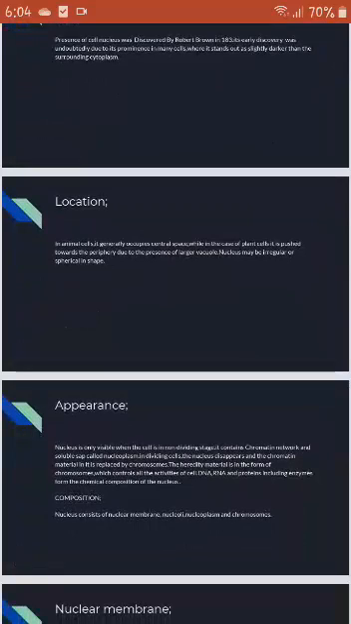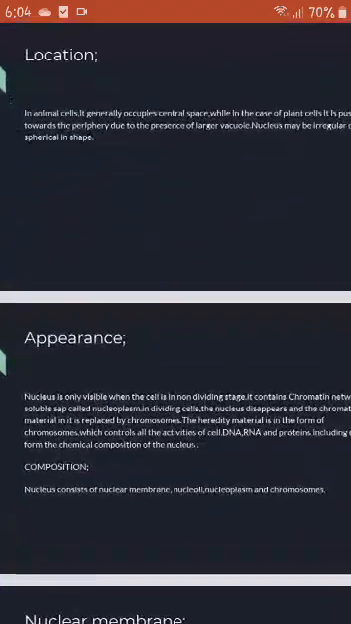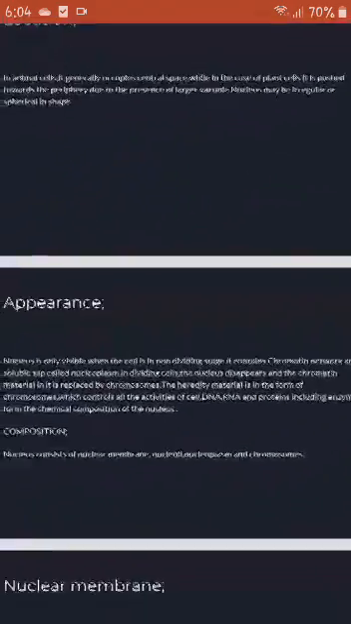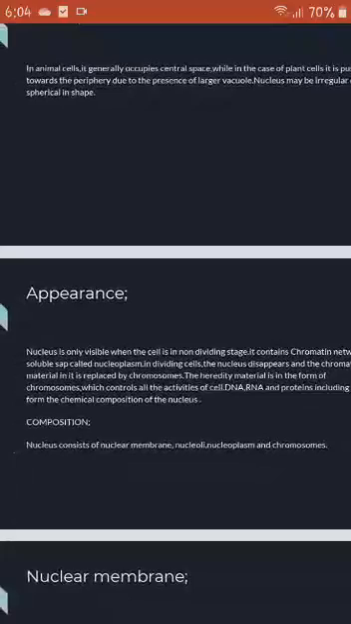It contains a chromatin network and soluble sap called nucleoplasm. In dividing cells, the nucleus disappears and the chromatin material in it is replaced by the chromosomes. The hereditary material is in the form of chromosomes, which control all the activities of the cell. DNA, RNA and proteins including enzymes form the chemical composition of the nucleus.